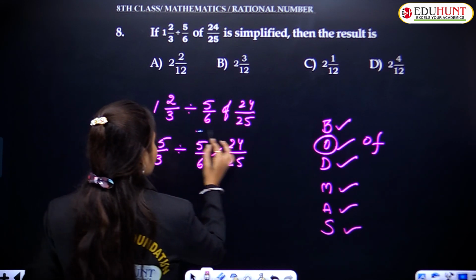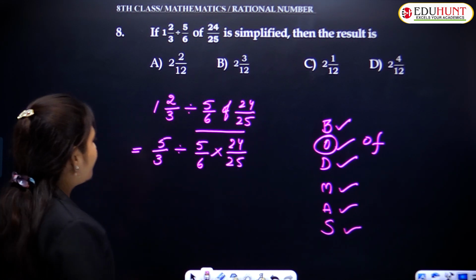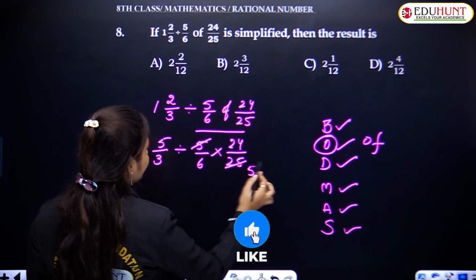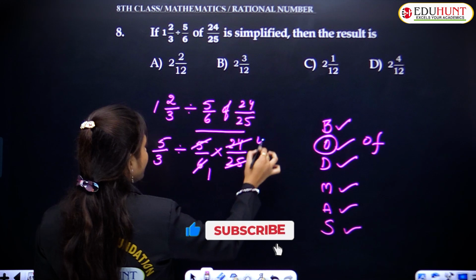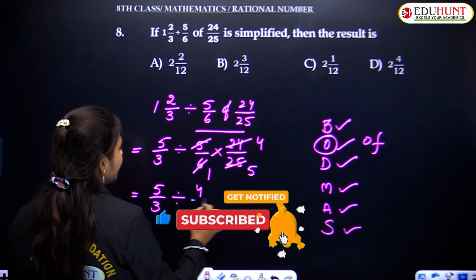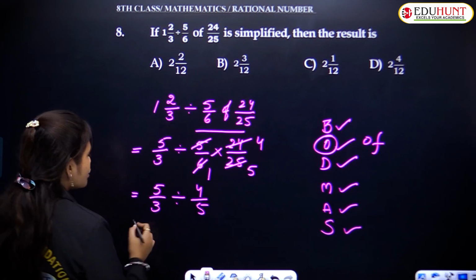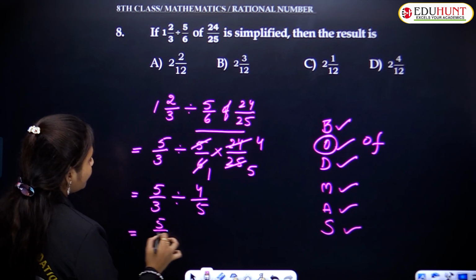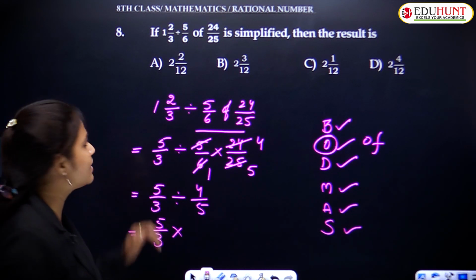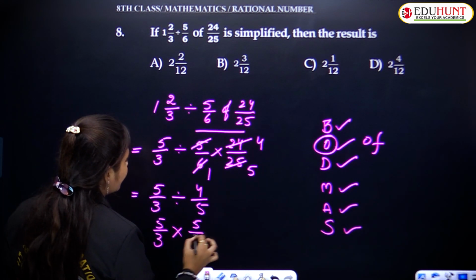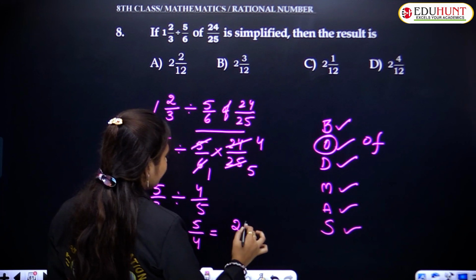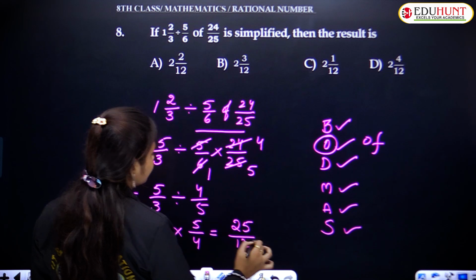So first we need to simplify 5 by 6 of 24 by 25. Here 5 ones are 5, 5 fives are 25, 6 ones are 6, 6 fours are 24. So this equals 5 by 3 divided by 4 by 5. Clear? In the denominator again a fraction is there, so that one becomes the reciprocal, so 5 by 4. Cancellation is not possible, so 5 fives are 25 and 3 fours are 12.